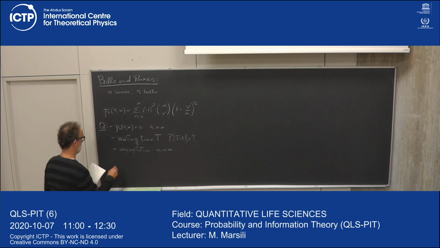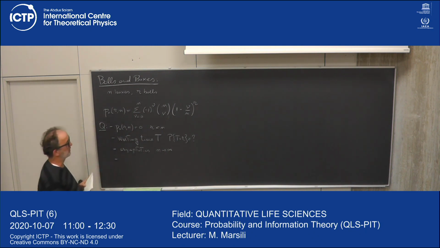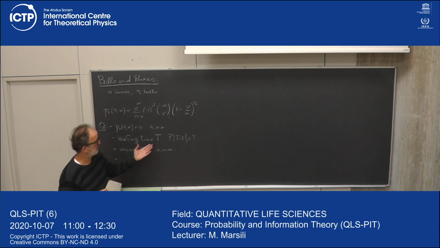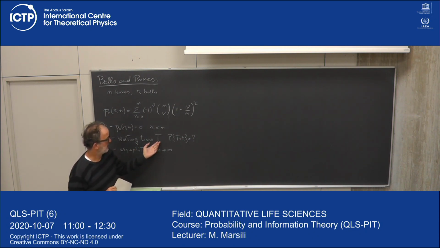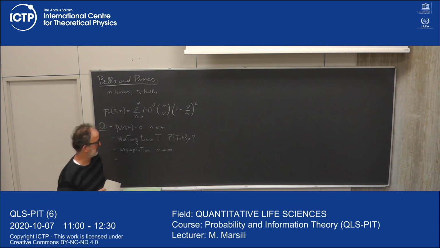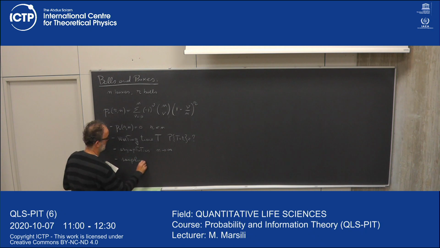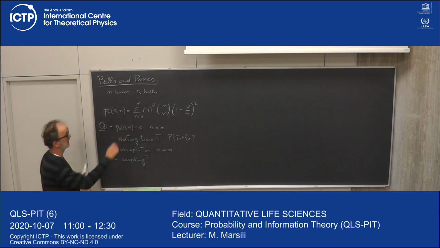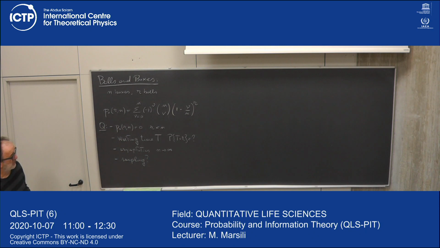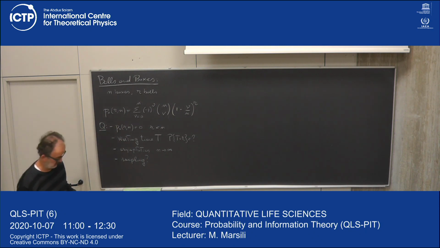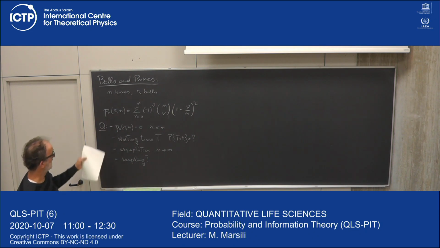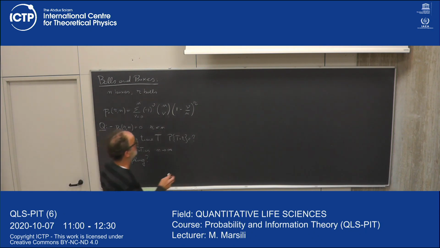And the last question is, now imagine that I want to generate a random variable, a waiting time t, which has exactly this distribution. How do I do? How do I sample this distribution here? Okay. So this is the question that we are going to address. So let's start from the first one.